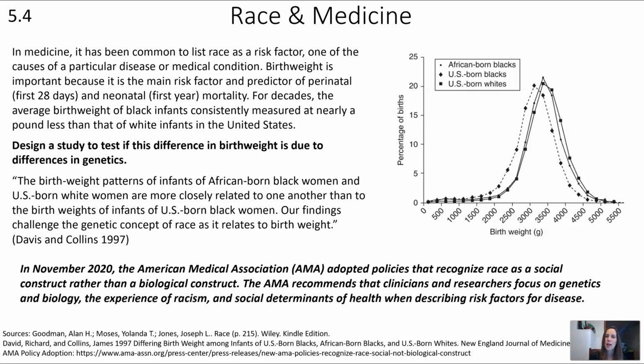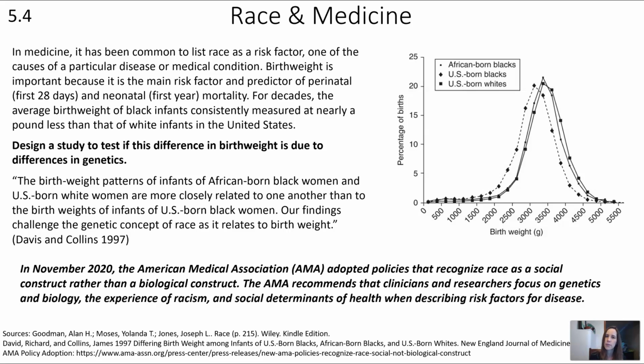So it's not that there's not a difference, it's that that difference comes from social reasons, not from genetic reasons, which means it absolutely is something that we need to consider, we need to talk about, we need to investigate, but it is not biological in nature.